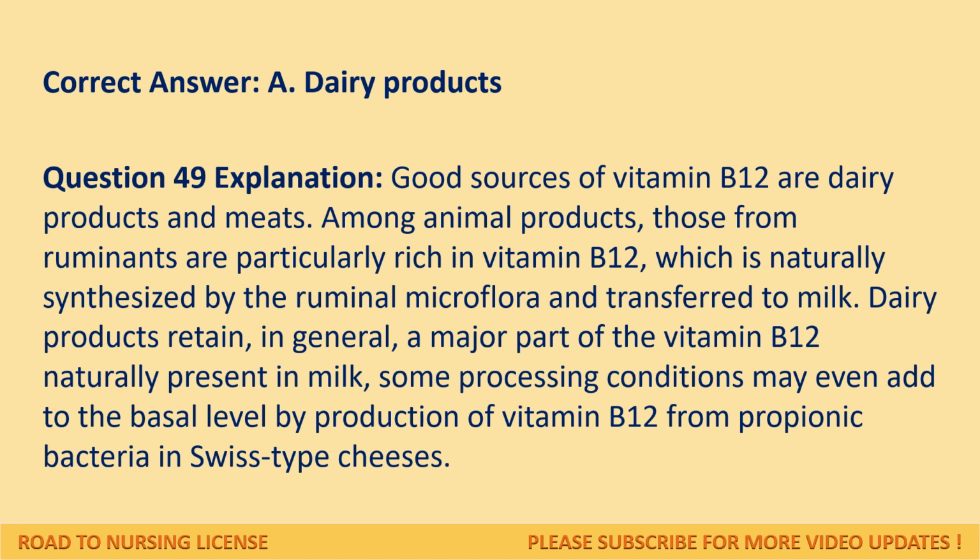Question 49. Explanation. Good sources of vitamin B12 are dairy products and meats. Among animal products, those from ruminants are particularly rich in vitamin B12, which is naturally synthesized by the ruminal microflora and transferred to milk. Dairy products retain, in general, a major part of the vitamin B12 naturally present in milk. Some processing conditions may even add to the basal level by production of vitamin B12 from propionic bacteria in Swiss-type cheeses.